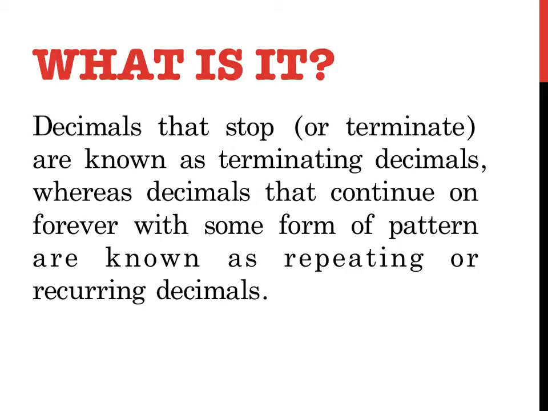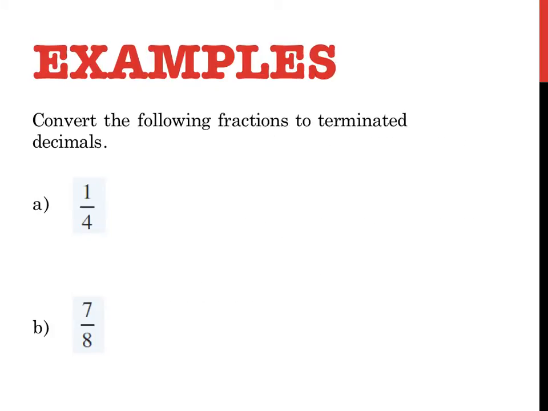Okay, decimals that stop, or terminate as we call it, are known as terminating decimals, whereas decimals that continue on forever in some form of pattern are repeating or reoccurring decimals, and they're the two we're going to look at really quickly. We're going to use some of our information from previous lessons in order to convert a few of our decimals. Okay, so convert the following fractions to terminated decimals.